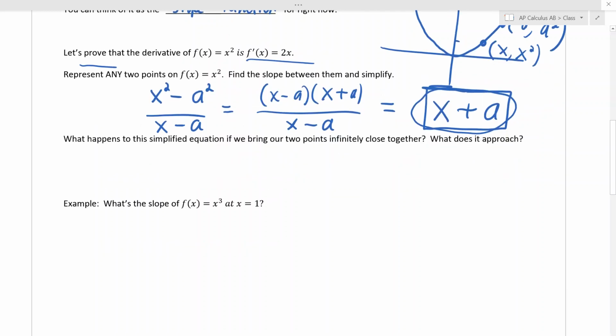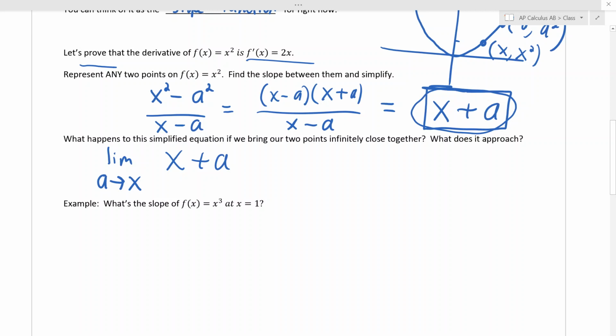All right? But we don't really want the slope between 2 points. We want the slope at 1 point. So we want to see what happens when we bring those 2 points close together. Y'all can see what's going to happen here, right? But the notation for that is let's bring a infinitely close to x. Excuse me. x plus a, I guess, to keep it the same.